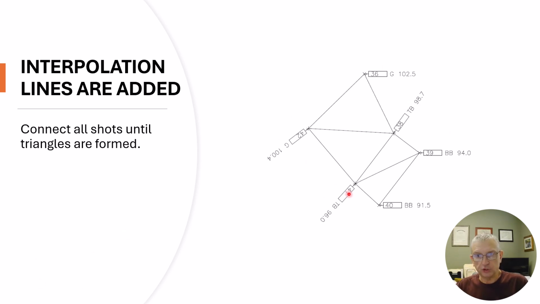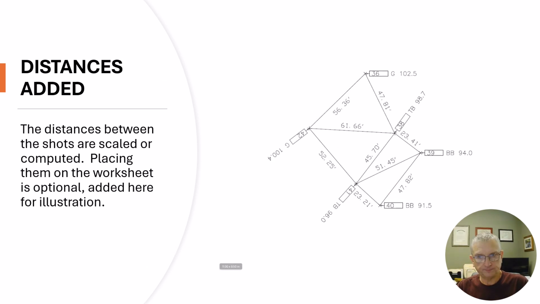So we're just generating data. This is the next process, to determine where those interpolation lines are. Next we'll add the distances. They don't have to be plotted on the worksheet. I plotted them, and this is all CAD generated, but I plotted them to illustrate where you could see the relative distances. So this is 52 feet over here, 48 feet over there, 56 across the back.